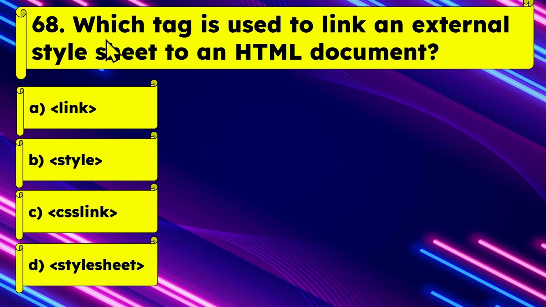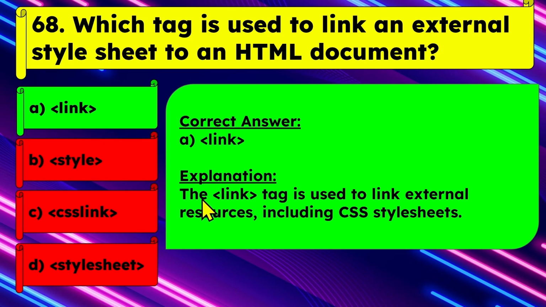Next question is, which tag is used to link an external style sheet to an HTML document? Option A link tag, option B style tag, option C CSS link tag, or option D style sheet tag. So here the correct answer is option A link tag. You can see the link tag is used to link external resources including CSS style sheets.